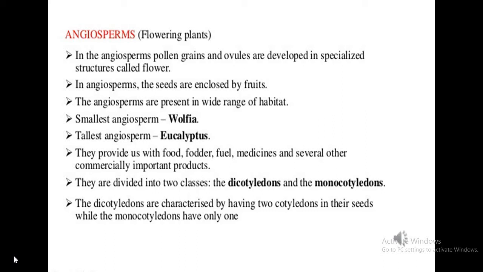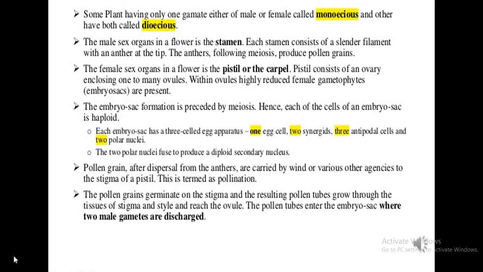Dicotyledons and monocotyledons. So dicotyledons have two cotyledons in their seed. Monocotyledons have a single cotyledon in the seed. The dicotyledons are characterized by having two cotyledons, while the monocots are characterized by one cotyledon. Then some plants have only one kind of gamete, that is, either they are male or they are female. Such plants, children, are called dioecious, and those which have both male and female gametes are called monoecious. Children, monoecious and dioecious are important from the exam point of view.